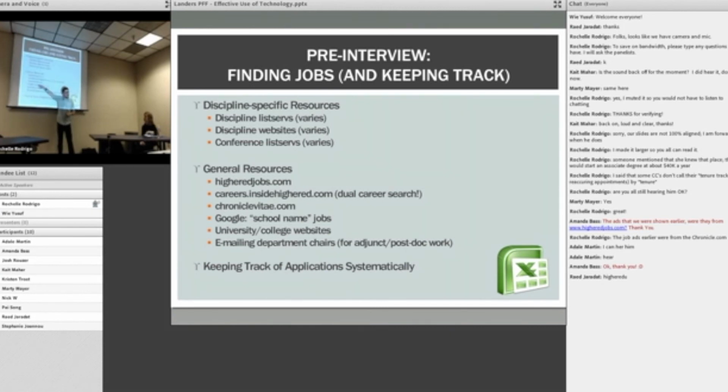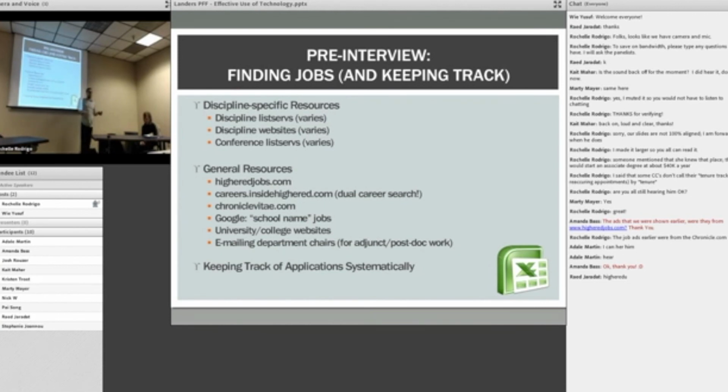But even though these are the main listing sites, there are also some other techniques you might use. Google. If you're specifically targeting one school, Google the name of the school plus jobs. For research positions, that's less important because all of those big high-profile positions in research universities are going to be on these websites.